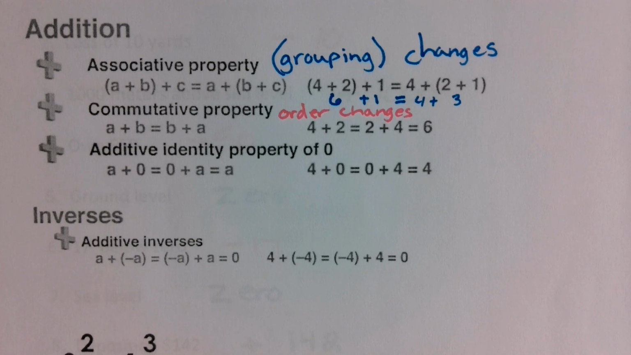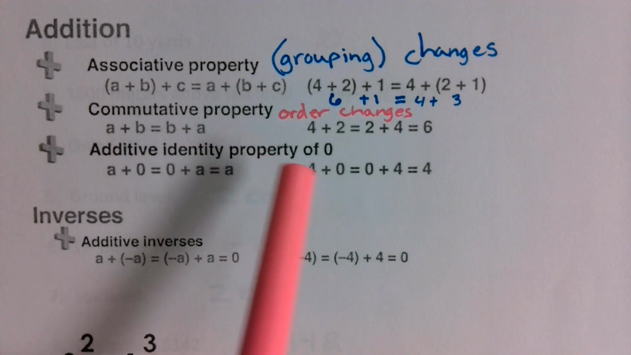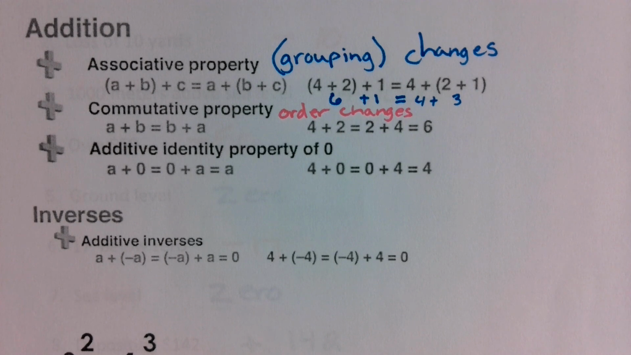Does 0 have an effect if you're multiplying? Yeah, because if you multiply by 0, you're always going to get what? 0. But with addition, the additive identity property of 0, 0 has no effect on the other value. So you can add as many zeros as you want, it's still going to come out to whatever the original number was. So 4 plus 0 and 0 plus 4, they're going to come out to 4.